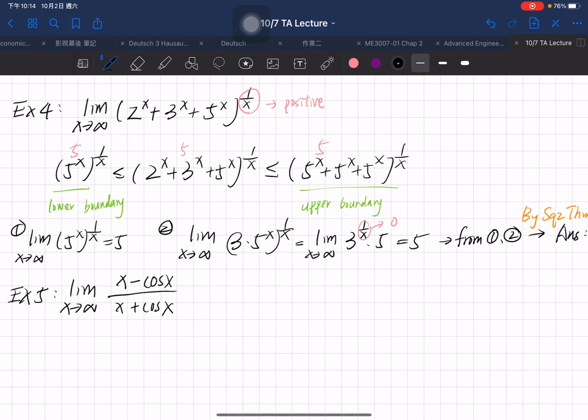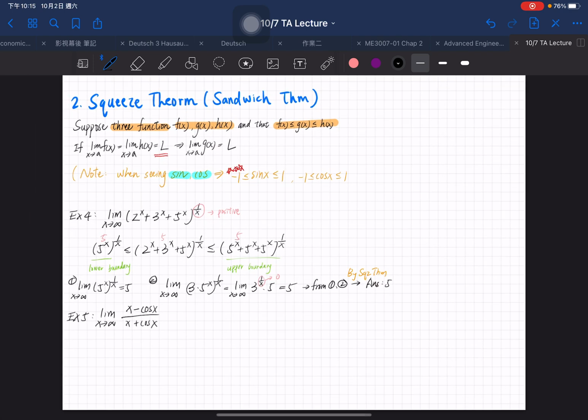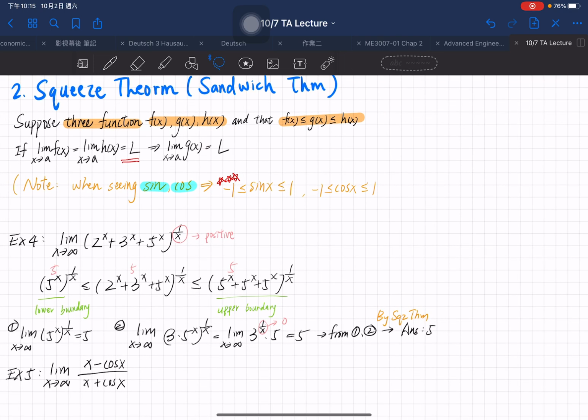So the next one, example 5. The module wants us to find the limit of x minus cosine x over x plus cosine x when x approaches infinity. What I said before is, when you see sine and cosine, you think of this one.